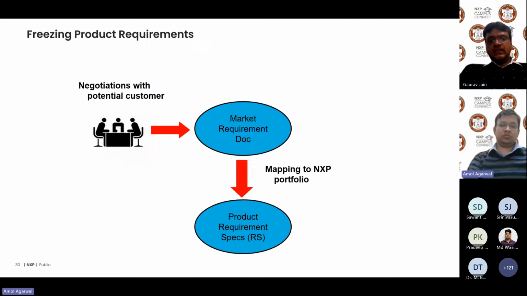So that terminology could be a little bit different in different companies, but I'm just referring here at high level that's how the market product requirements are captured. And then they will be further mapped to company specific portfolio, like here the NXP specific architectures, where it will be provided to the architecture team for the further deep down.